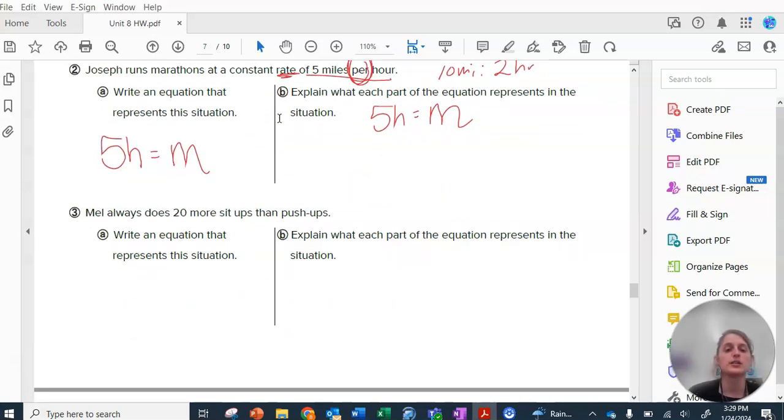Mel always does 20 more sit-ups than push-ups. We already talked about this word today. More means it's an additive relationship. So my two variables can be sit-ups and push-ups. You should have more sit-ups. Sit-ups should be the bigger number. So if I do 20 plus the bigger number, that doesn't equal the smaller number. So it sounds like I should be doing 20 plus the smaller number because I'm doing more sit-ups in total. Explain it.